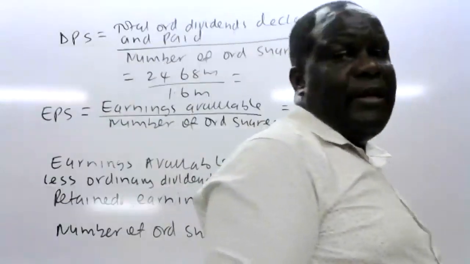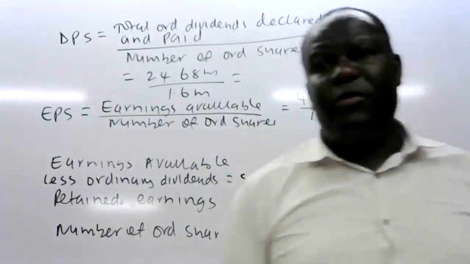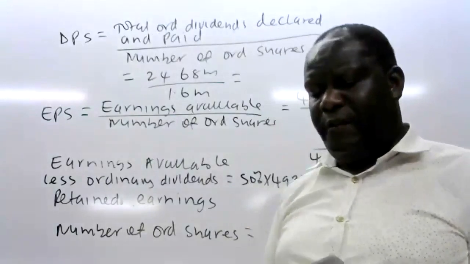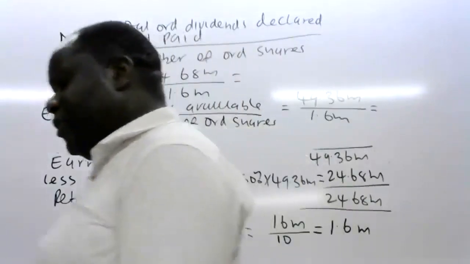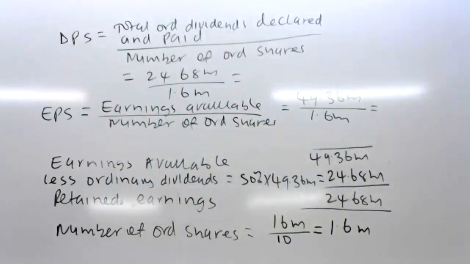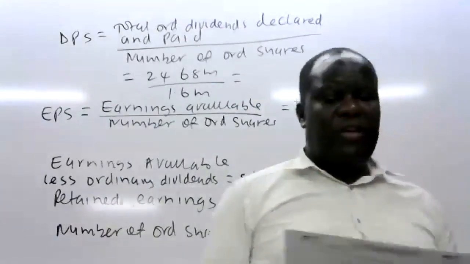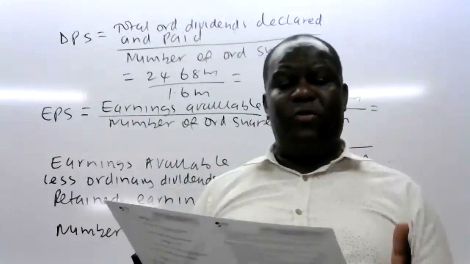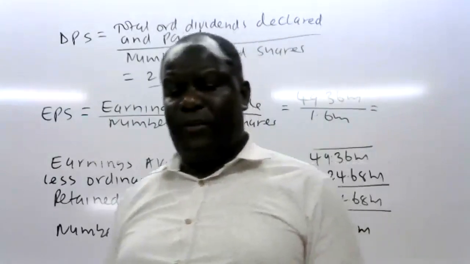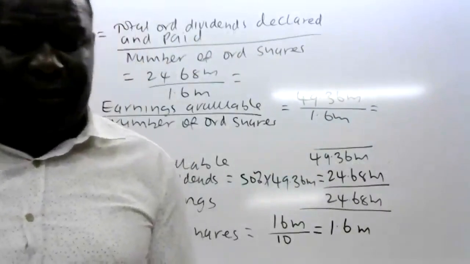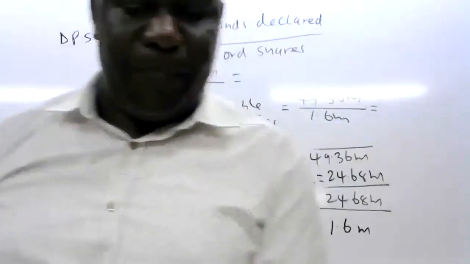Then I've also given you the last one as the price earning ratio. It shows the relationship between market price per share and the earning per share. So price earning ratio will be equal to the market price per share divided by the earning per share. So that is now all about the investors or valuation ratio.